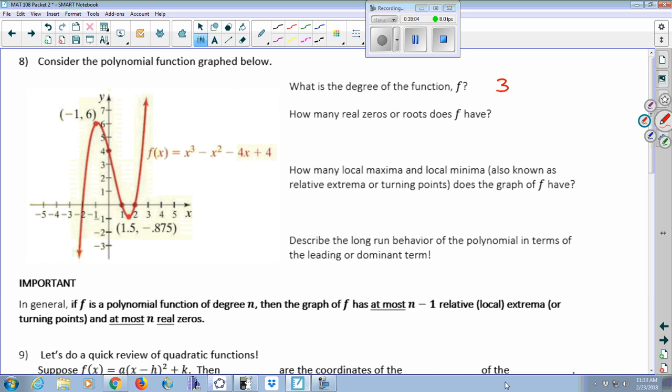How many real zeros or roots does f have? Well, when is my function output 0? I cross the x-axis 3 times. So I have 3 real zeros in this case.